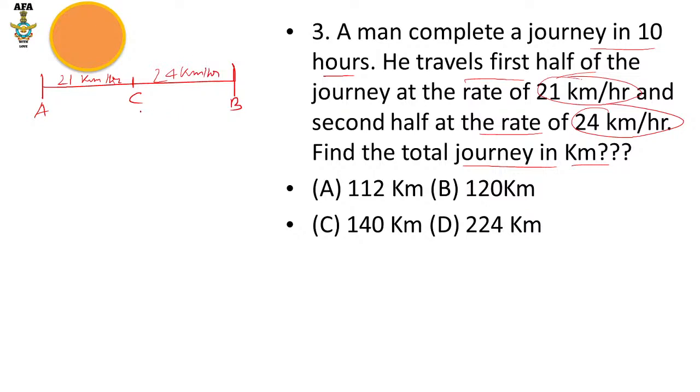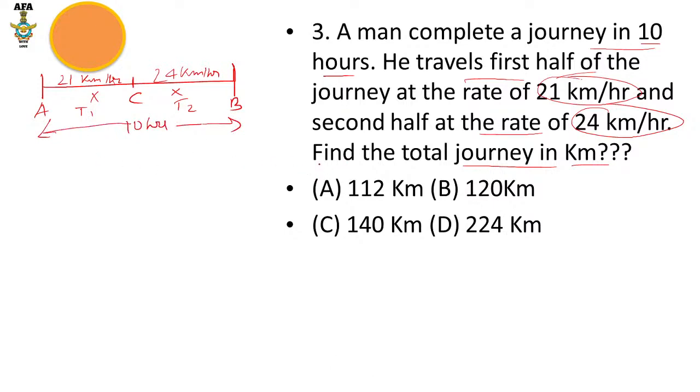And total journey is how much? This distance will be x and this distance will be x. In this interval he is requiring time t1 and in this interval he is requiring time t2. Now the total time he is taking is 10 hours. So total time between A and B is 10 hours.